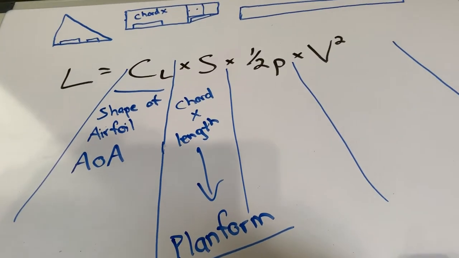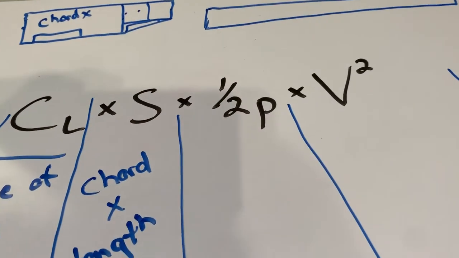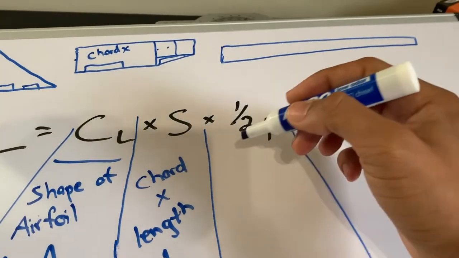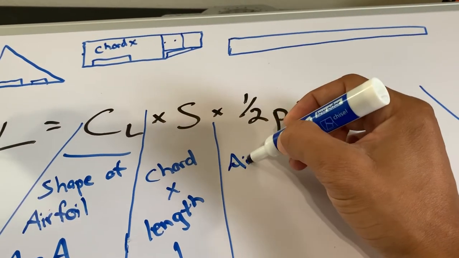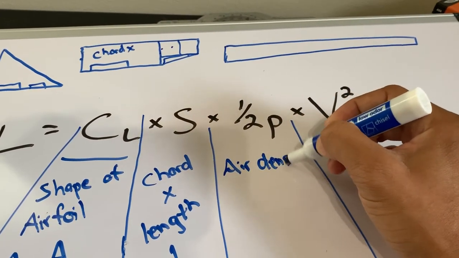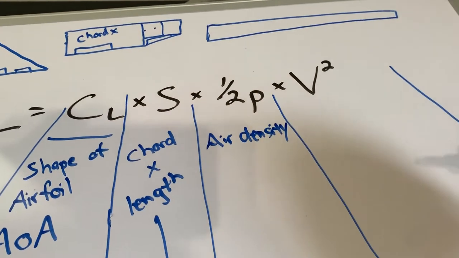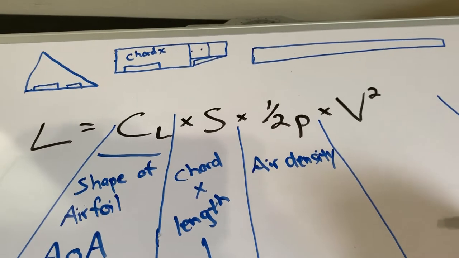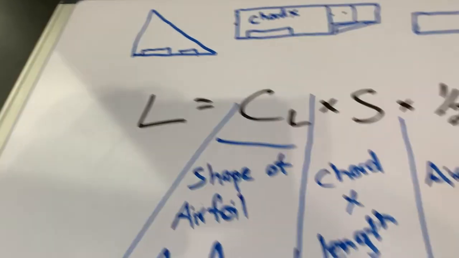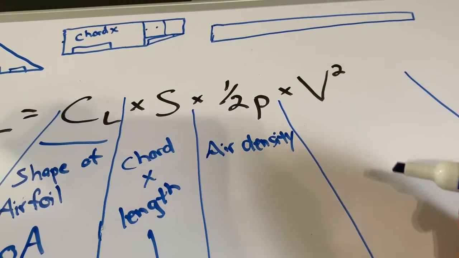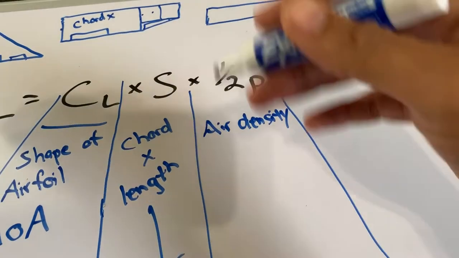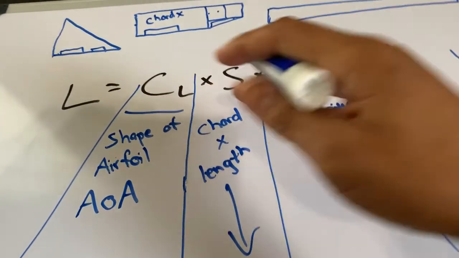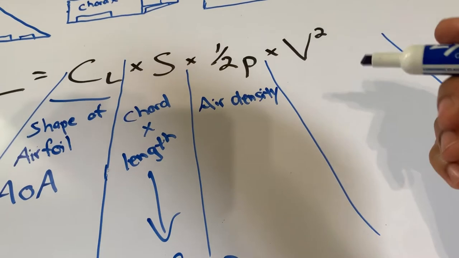Okay, next is air density. So air density is just that, air density. The more dense the air is, or the colder it is, the better the performance, and that has a lot to do with your lift. That's probably why it's in there. Well, we can get into air density a little bit later.